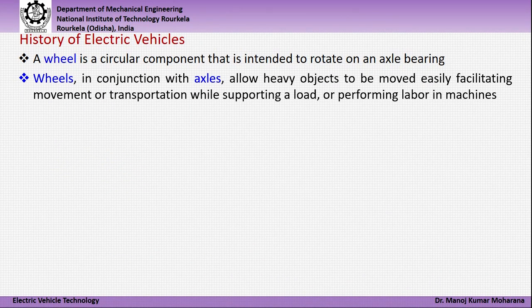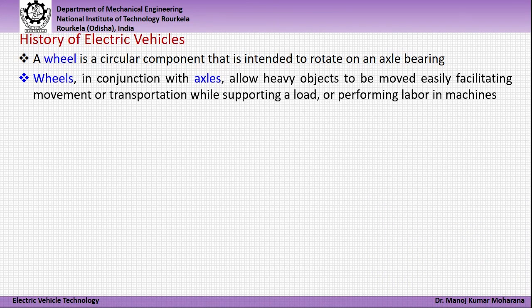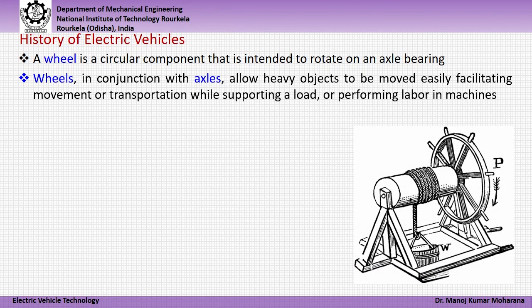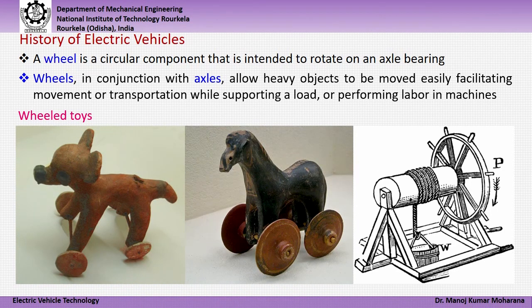The wheel along with these axles, it help us to move heavy objects easily from one point to another point by transporting very heavy loads. So, here you can see a wheel connected to a shaft having higher diameter where a rope is used to lift heavy loads, and in this diagram you can see wheeled toys found underneath the earth. This gives a clue that in olden days also people had the idea of using a wheel to move a load from one point to another point.